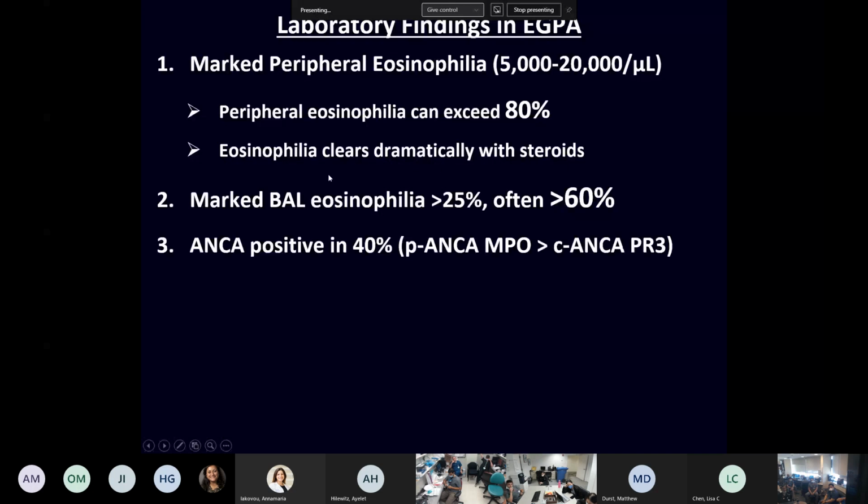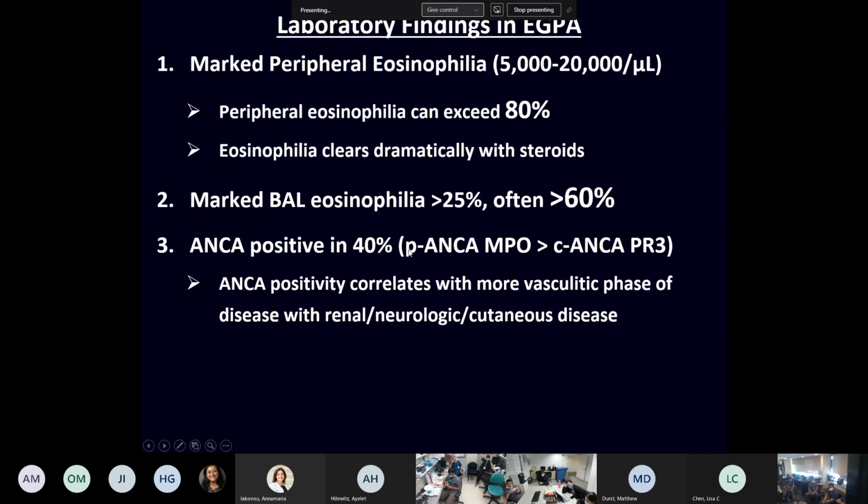We talked about ANCA positivity. P ANCA greater than C ANCA. And like we talked about, I think it's interesting to note that with ANCA positivity, there's a vasculitic type of EGPA and a tissue type of EGPA. The vasculitic type is the patients that have renal involvement, neurologic involvement, cutaneous involvement. The tissue type is a patient of more myocardial involvement, abdominal symptoms, etc.